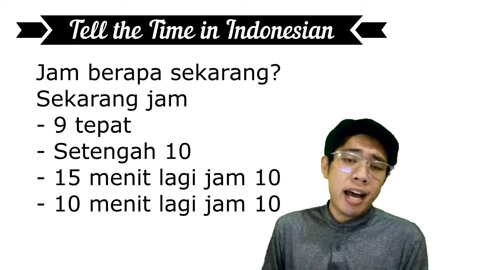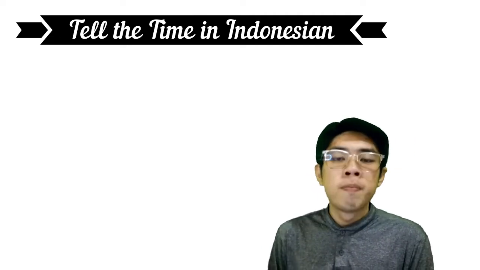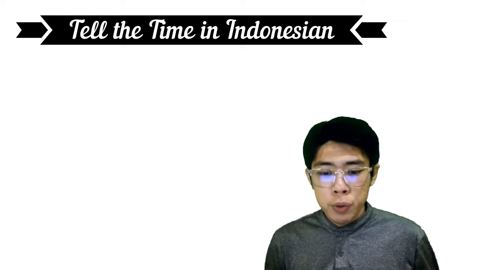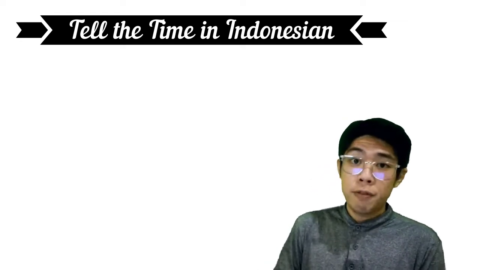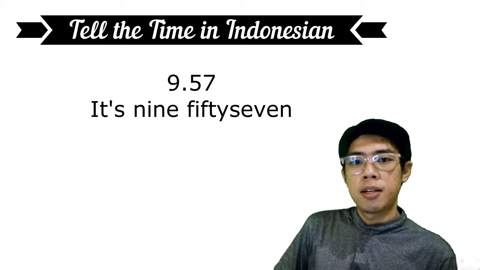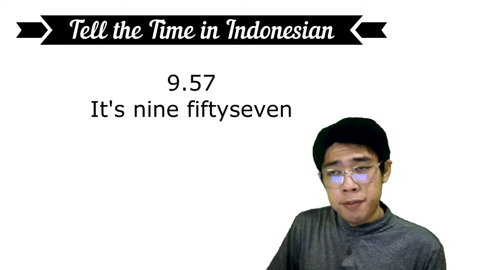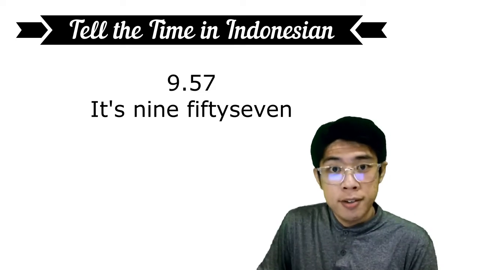Okay, so how do we tell the time when we use a digital clock? In English, you would likely say something like, for example, have a look at this. How would you say this? You maybe say 9:57. Oh, it's 9:57, isn't it?